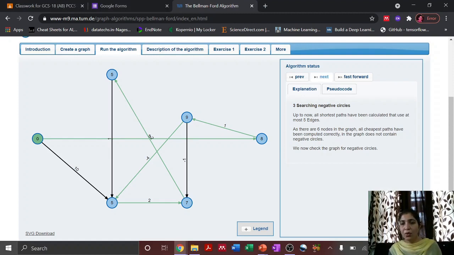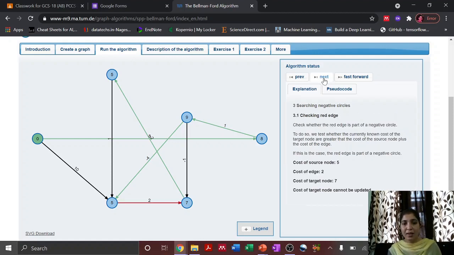Okay, so now how to find the negative cycles. We have considered the shortest paths, and there were 6 vertices, so the shortest path can contain at most 5 edges. Now how to check for negative cycles?